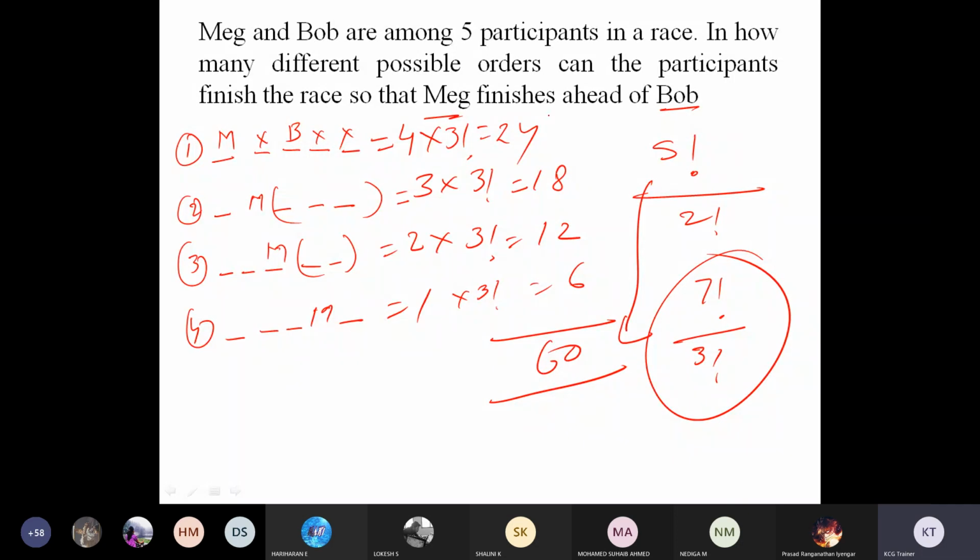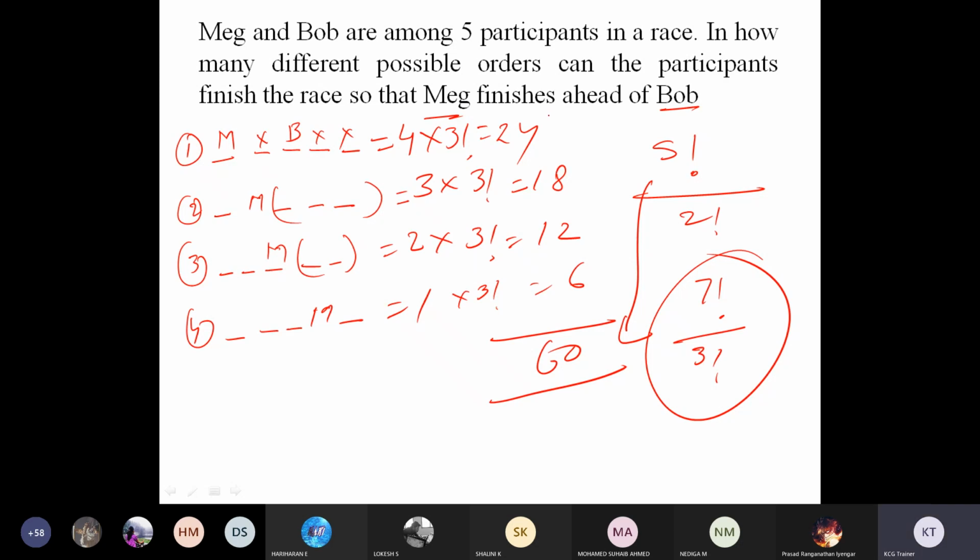Third possibility. If Meg comes in the third position, then Bob can take any one position out of the last 2, either fourth or fifth. So Bob has only 2 positions left, and the remaining 3 people, 3 factorial. Fourth one. If Meg comes in the fourth position, then Bob is left with only one position, that is the fifth one, and the remaining 3 factorial.